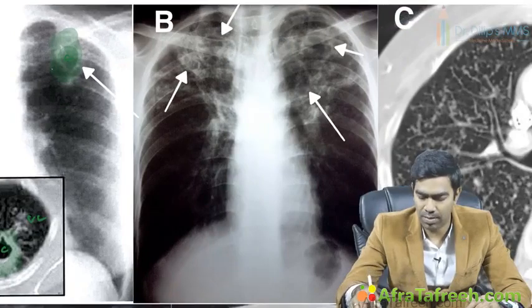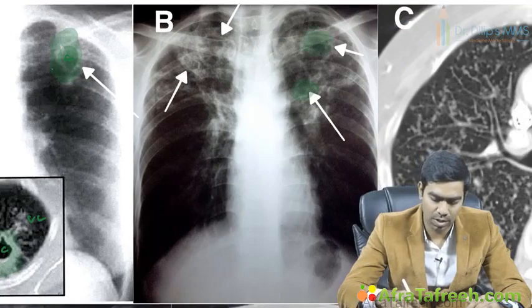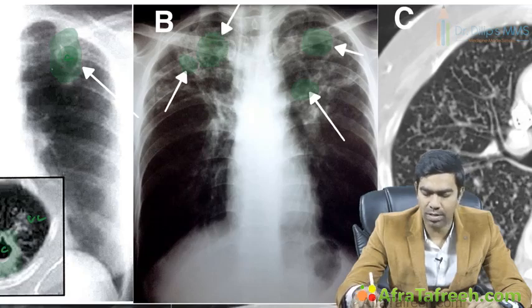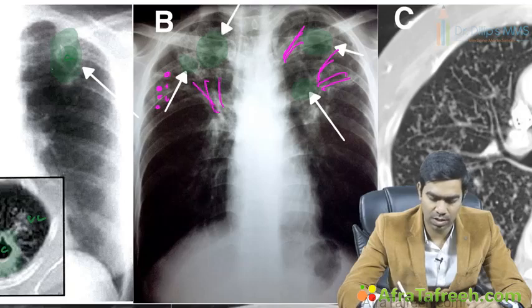Here you can see multiple cavities. You can see cavity number 1, number 2, number 3, number 4. So you are seeing multiple cavities here along with infiltrates with a little bit of airspace opacities. These are small consolidations. Along with it, you are seeing a lot of infiltrates in the upper zone.